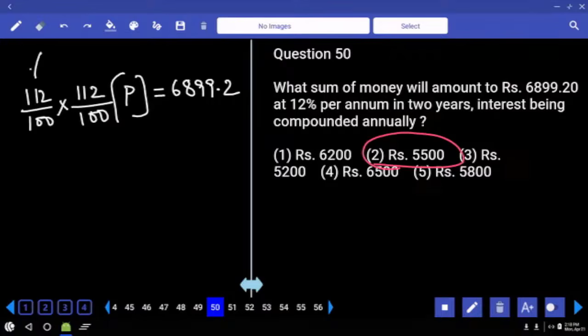Correct. Is 112 a multiple of 11? If this is not a multiple of 11, this 112 is also not a multiple of 11. Then P must be a multiple of 11. Go to the options and there is only one option which is a multiple of 11. Second option, final answer. Got it? Otherwise you'll have to go for cancellation.